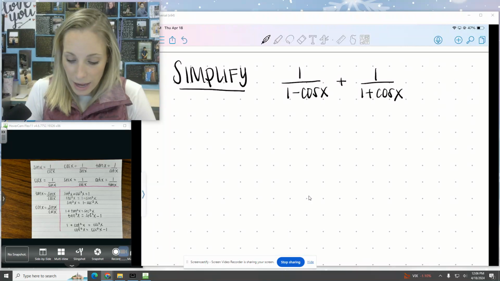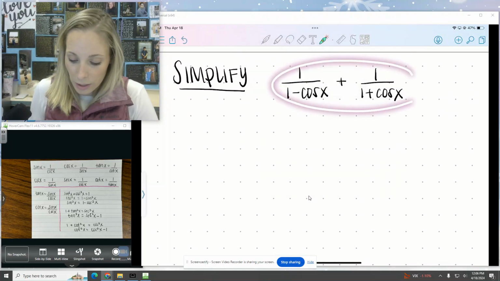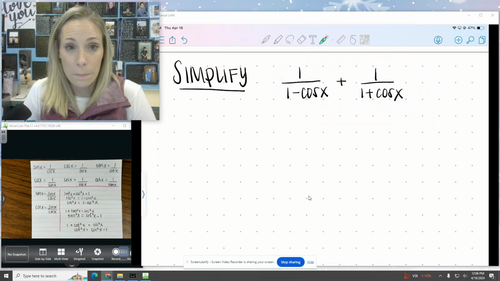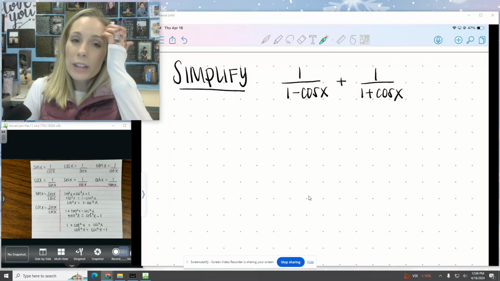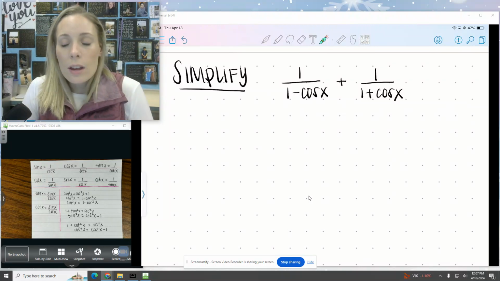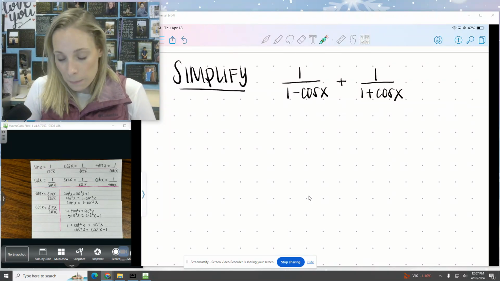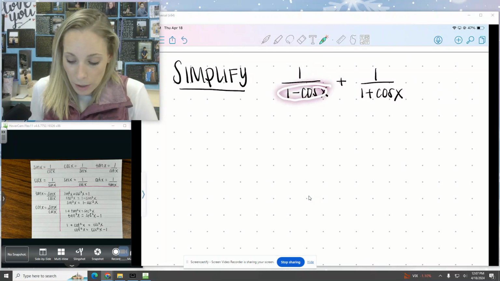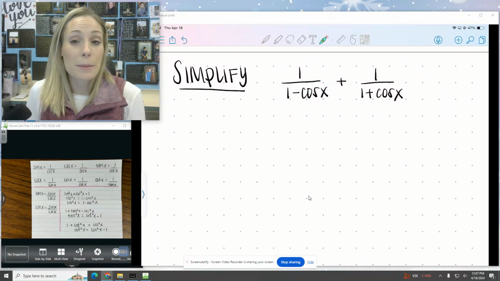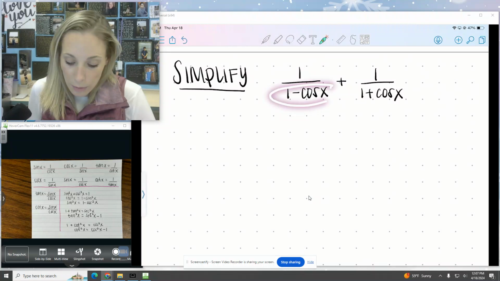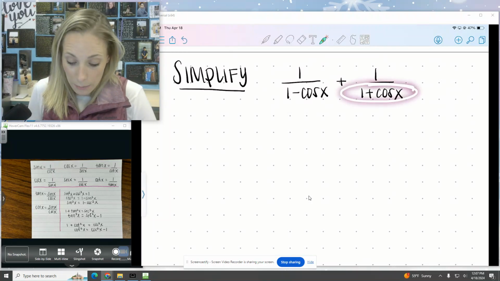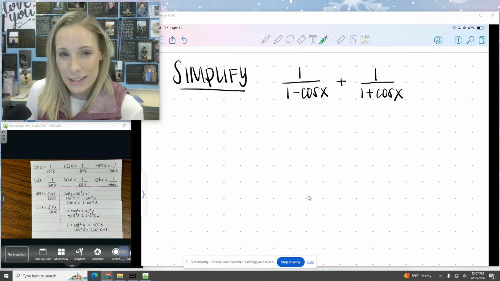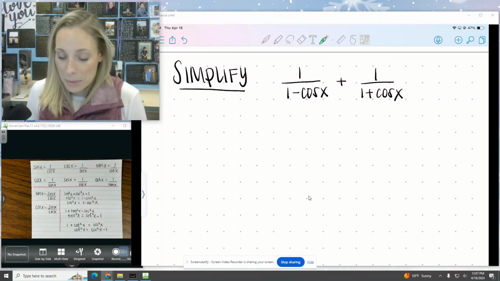What I notice is that I have two fractions being added together. I know that if I have two fractions being added together, I need to get a common denominator. The easiest way, not always the best way, is to take your opposite denominators and multiply them to that opposite piece of the fraction. So I'm going to take this 1 minus cosine and multiply it over here, and take the 1 plus cosine and multiply it over here. Then I should get the same denominator.